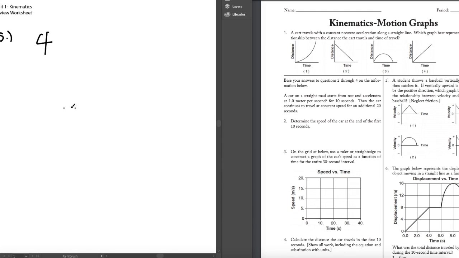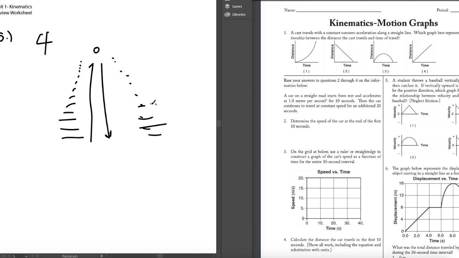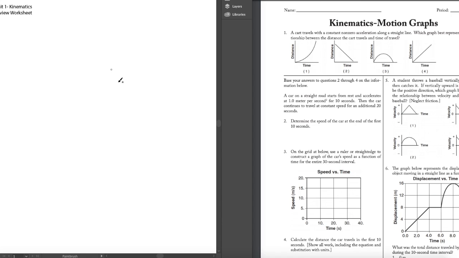I think it's number 4, right? So we have a ball that's thrown up, and then it goes back down. Speed is going to get smaller and smaller until it reaches 0, and then it's going to start getting bigger and bigger. I hope that this drawing makes sense to you guys. So it gets slower, and then it gets faster in the negative direction. So we get more positive, and then we get more negative, which totally looks like graph number 4. Cool. Easy enough.